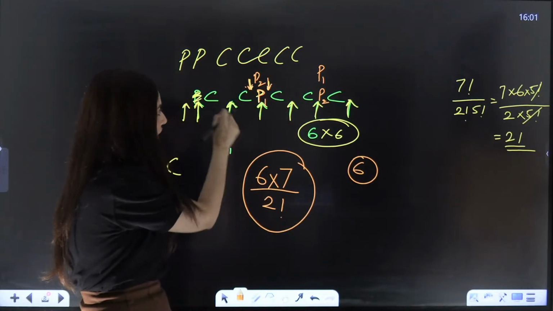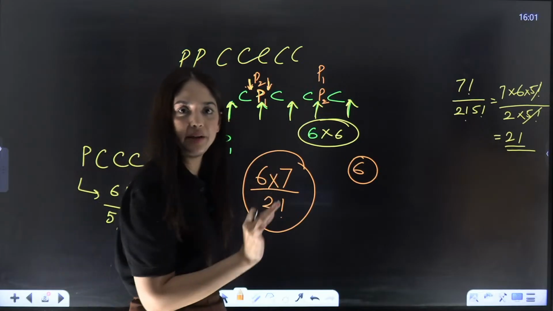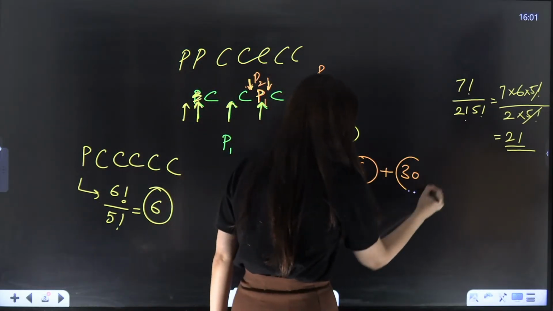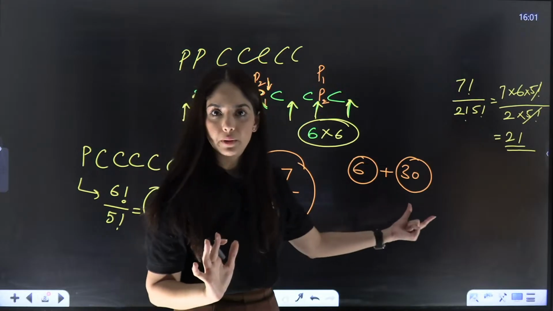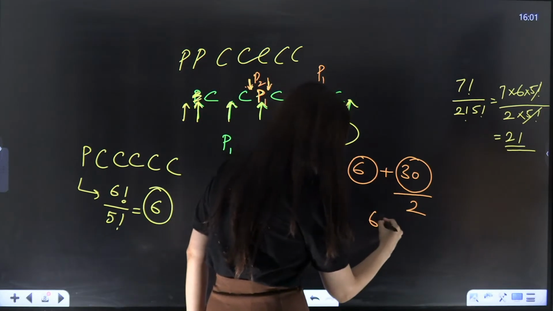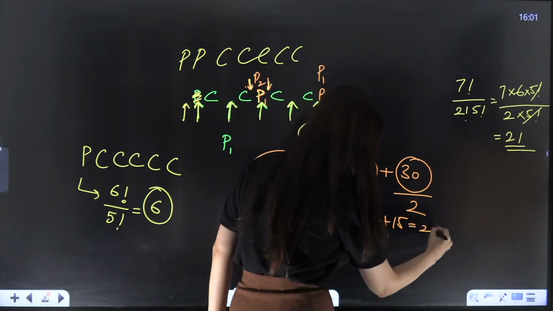If PP are together, then there are 6 spaces for P and P together, and the remaining 30 ways of being separate. So we only divide these by 2. So then we get 6 plus 15 equal to 21.